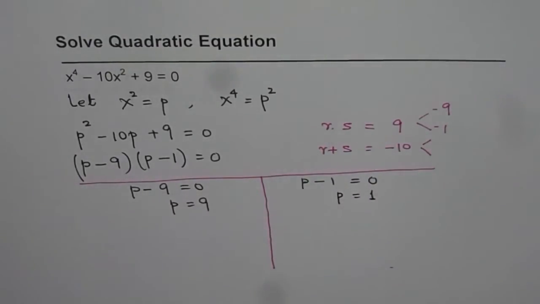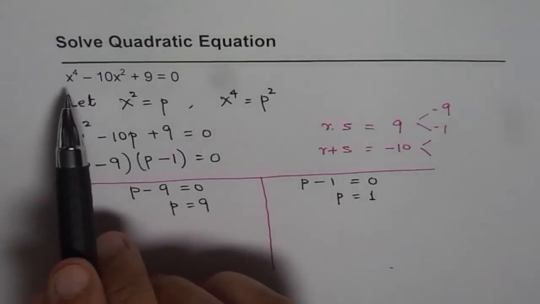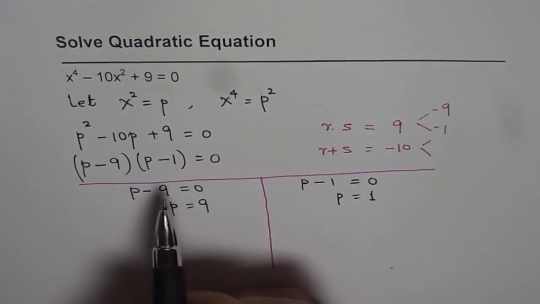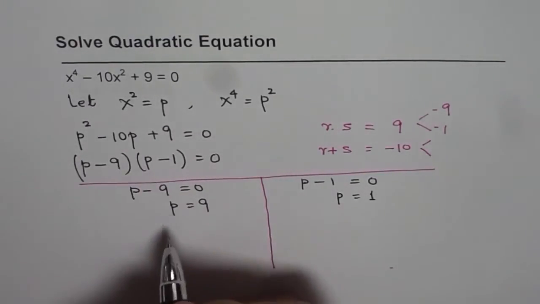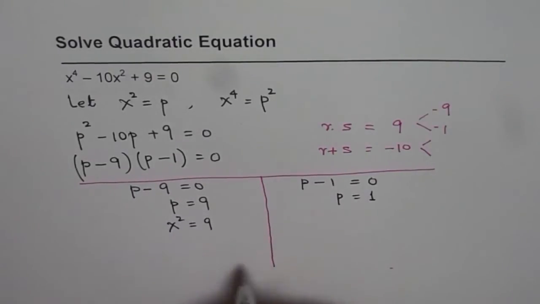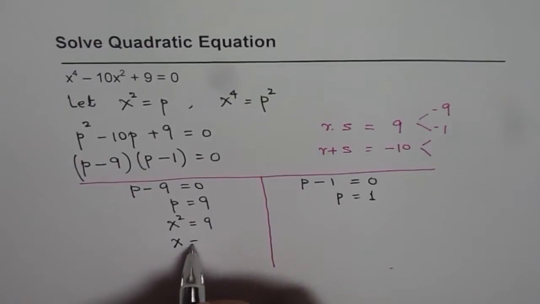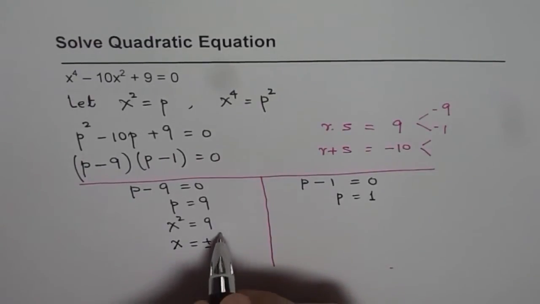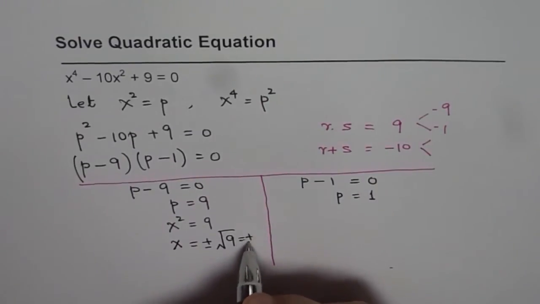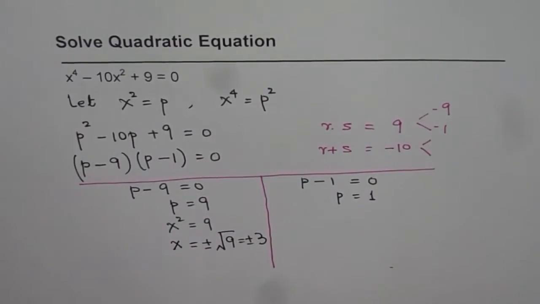But what do we need to find? We need to find the value of x. When it says solve, that means find the value of x, which can make the equation true. P is equal to x squared. So let's substitute back x squared for p. So we get x squared equals 9. If x squared is 9, what is x? X is the square root of 9 with plus and minus values, right? So that gives you x equals plus and minus 3. So two solutions on this side.